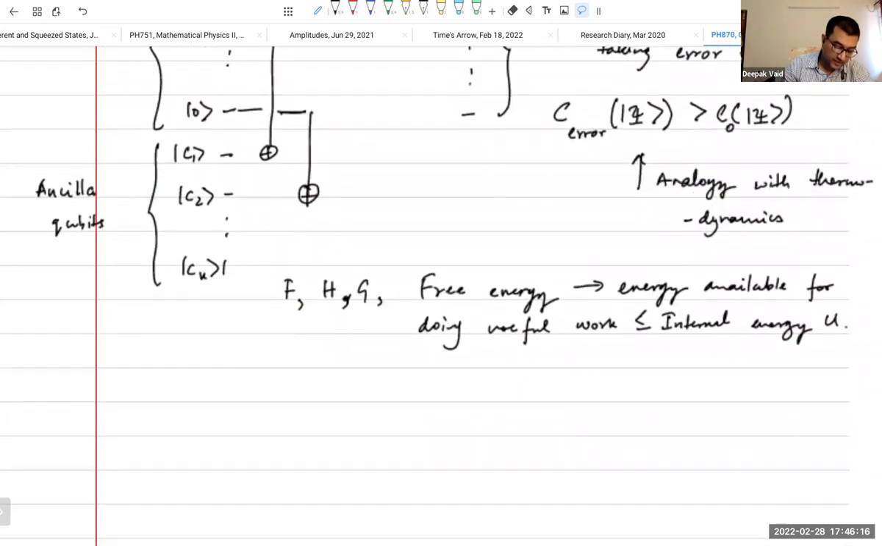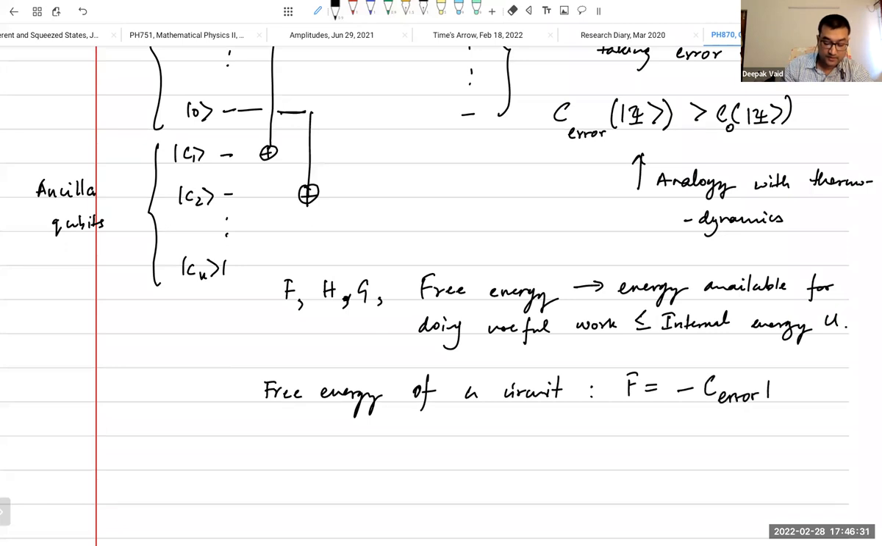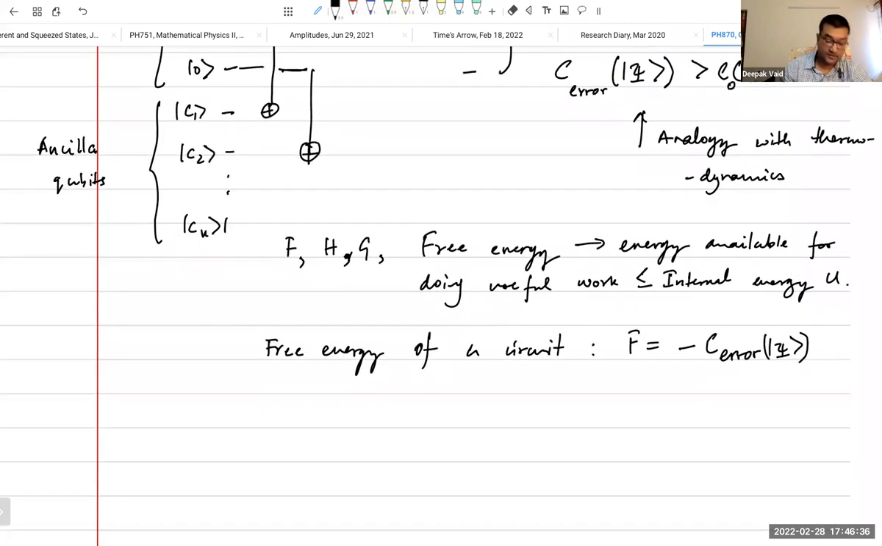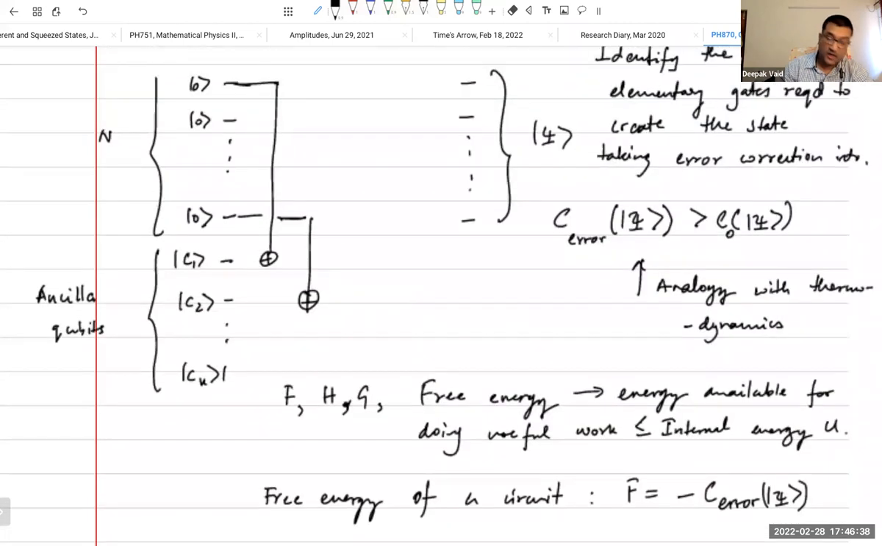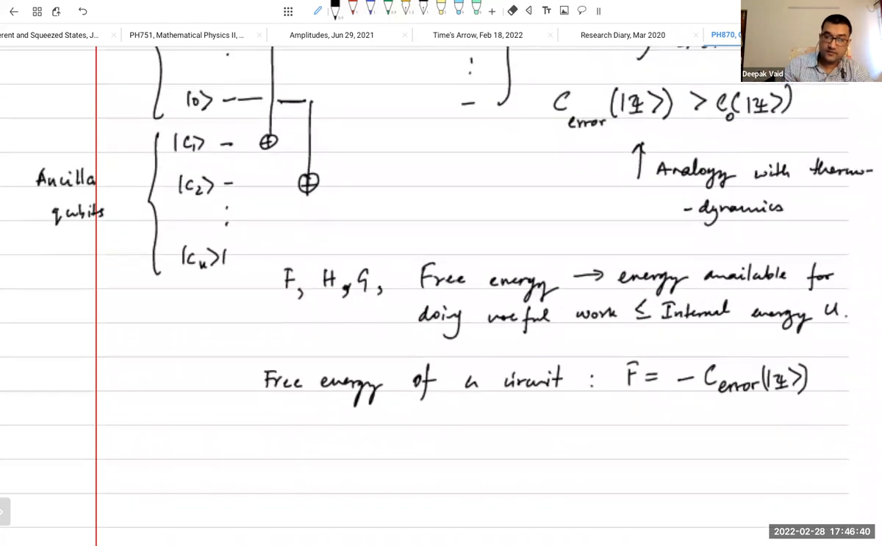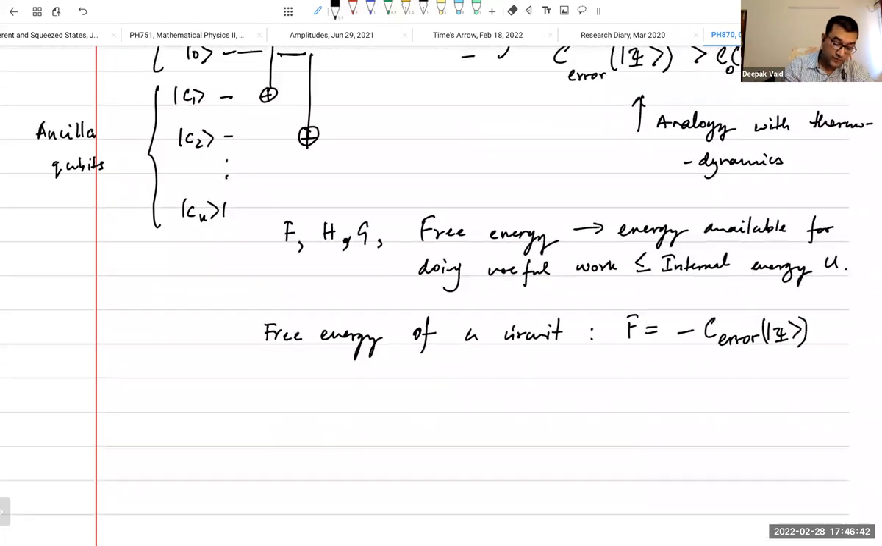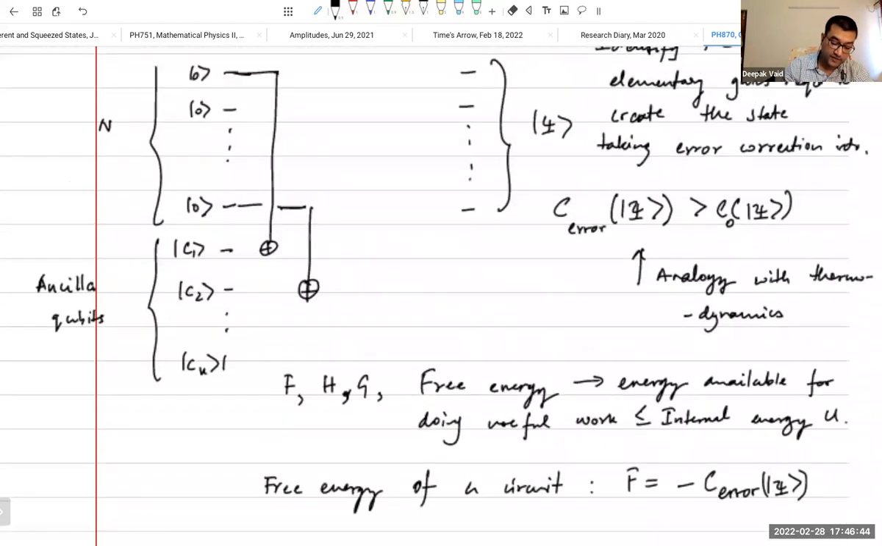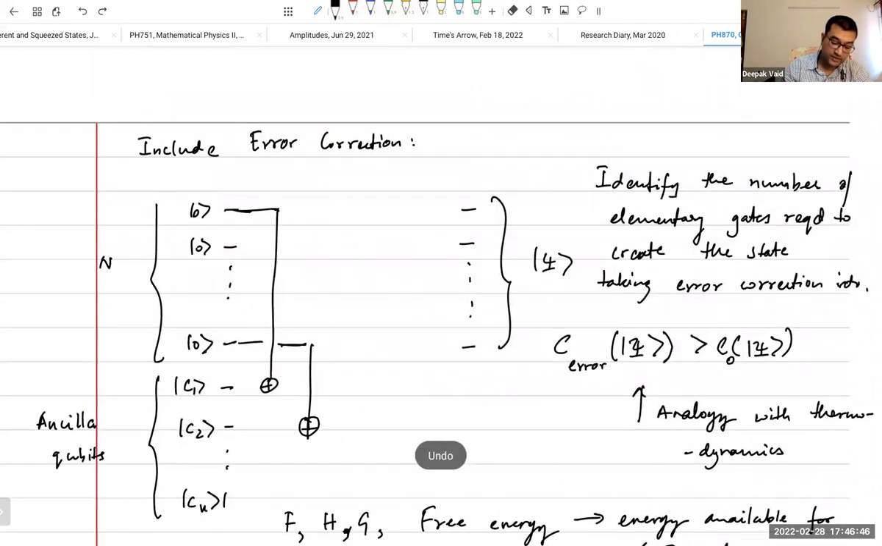So maybe one can define the free energy of a circuit. You would define it as minus of this complexity of the circuit with error correction. Okay, anyway, we still have to come back to this question: identify the number of elementary gates required to create the state.